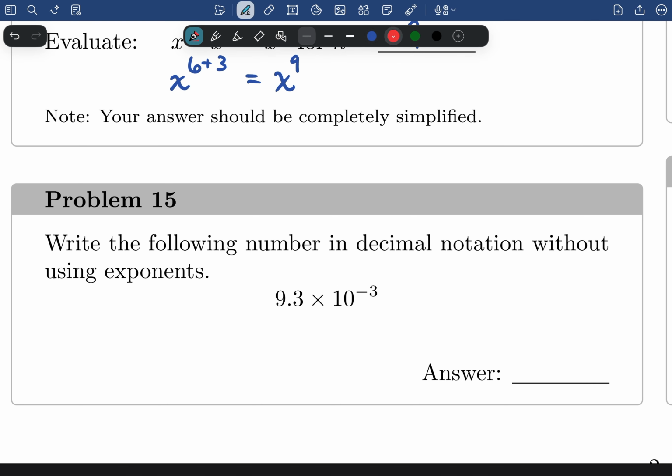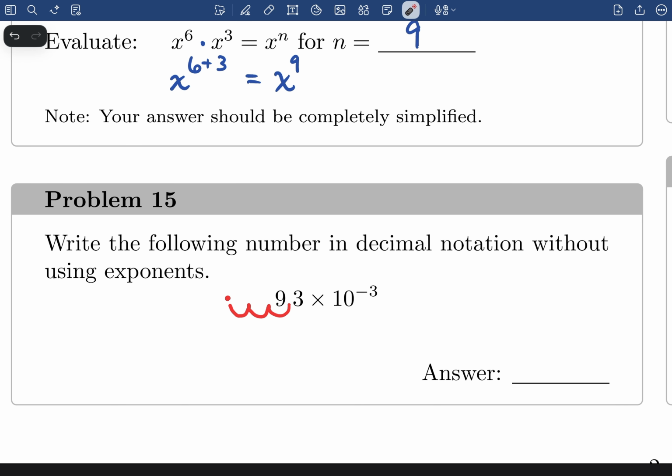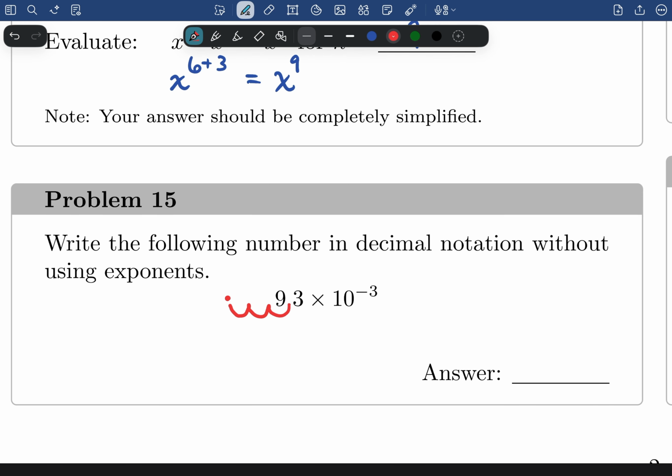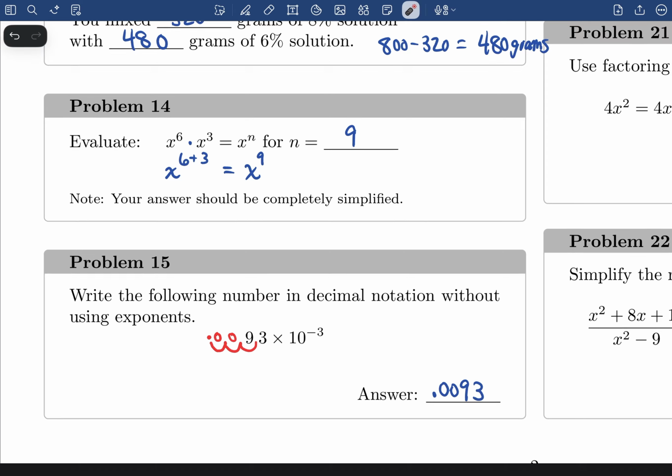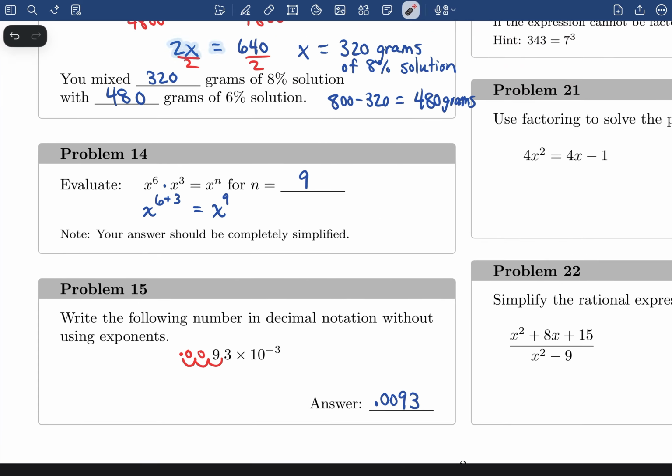Anyway, I end up moving the decimal place 1, 2, 3 places to the left. Okay, 3 places to the left. And I fill in the empty spaces with zeros. And that's my answer. So my solution is 0.0093. That is the answer to this. Cool. So we just wrote something in scientific notation in decimal notation.